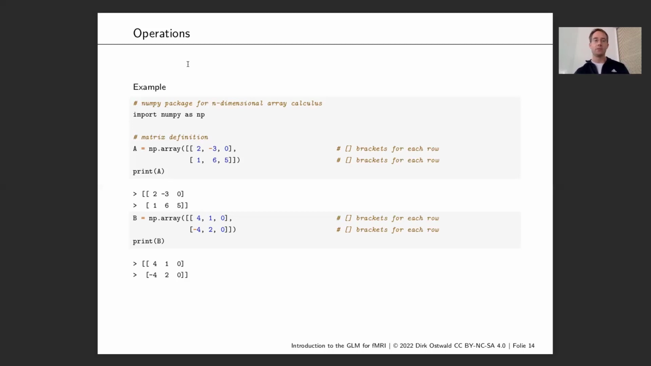So you define matrices in Numpy using this np.array, and then you type in basically the numbers that you want. And here we have two matrices defined. You need these double brackets.